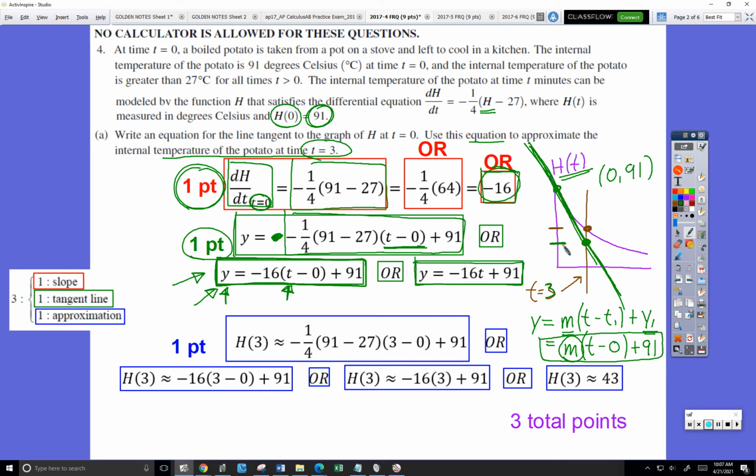So I could plug it into any of these. Wouldn't matter. Any of these would be fine. This one's probably the easiest to plug into. So right there, I plugged it in. Don't have to go further. Just say the internal temperature of the potato at time 3 is approximately this y value. And then you can stop and you get 1 point for that. If you went all the way, you'd find out that our approximation is the potato has an internal temperature of 43. You needn't keep going. You don't get more points for going further. You just risk losing points.